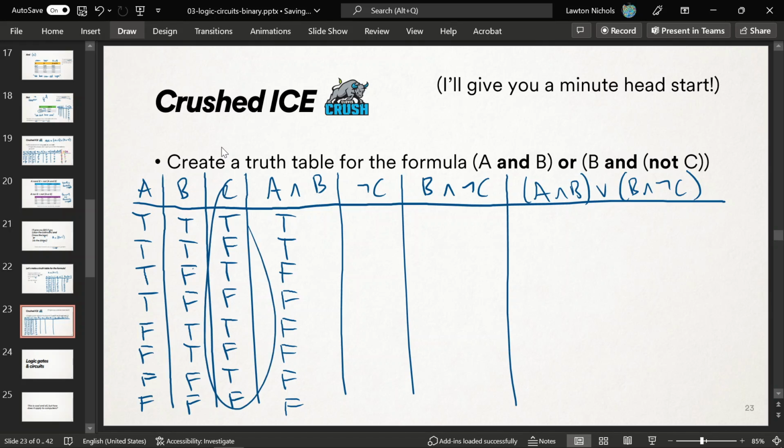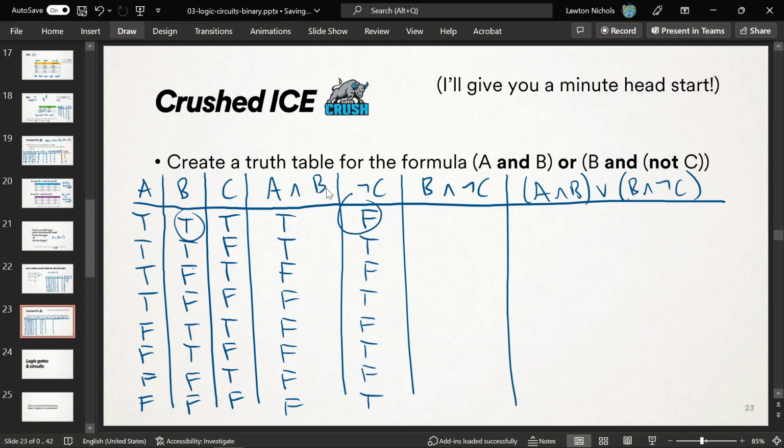Not C is just flip everything. So instead of true false a bunch of times, it's false true a bunch of times. And then B and not C. So I have the not C and I have my B. This is looking pretty ugly. What's the best way to do this? I guess you gotta just read it off.